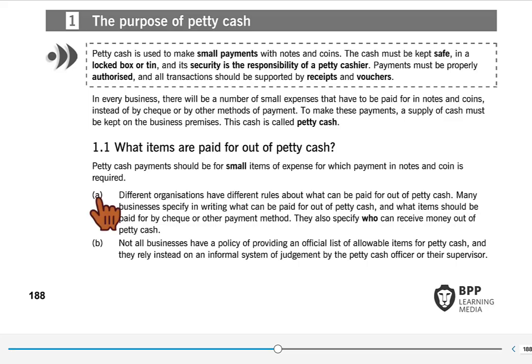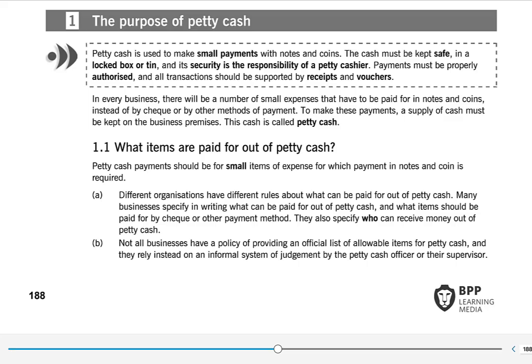Part 2. Different businesses have different rules. Now students, listen to this part carefully because it is very common in real life. Different organizations have different rules about what can be paid out of petty cash. One company may allow certain items. Another company may not allow those same items. Why? Because each business decides what is safe and reasonable for them. Also, many businesses will write a list of what can be paid from petty cash. This list is called an official list of allowable items.